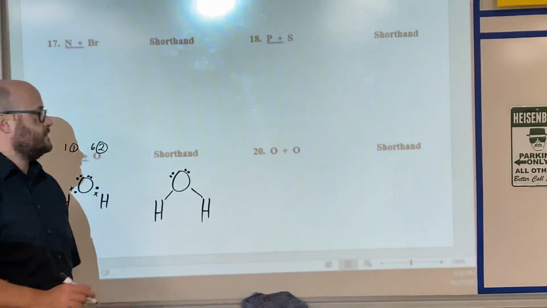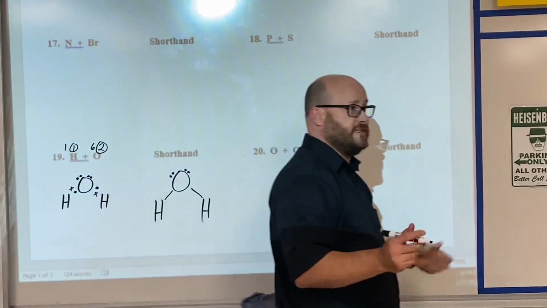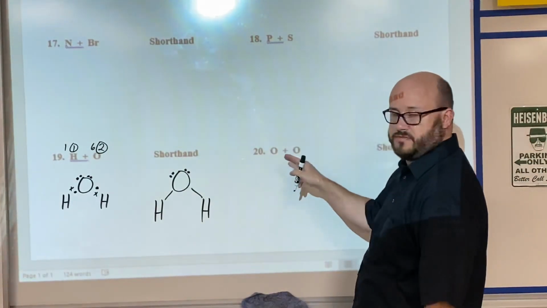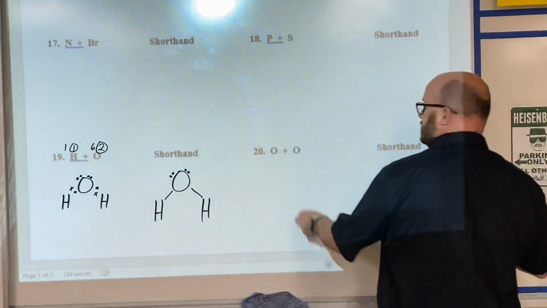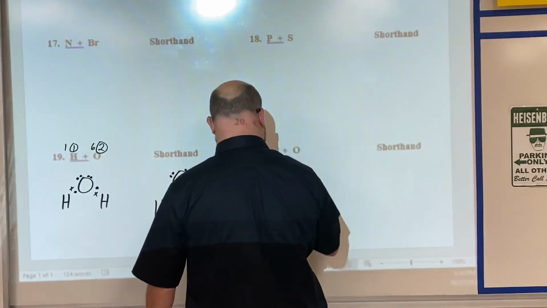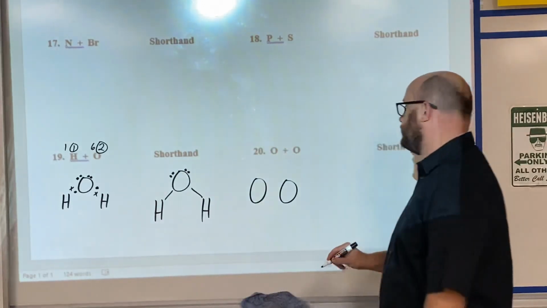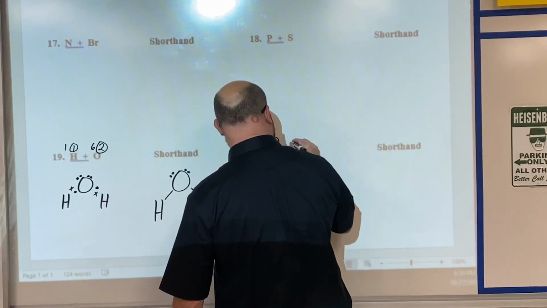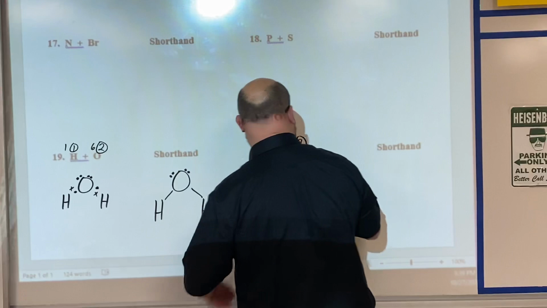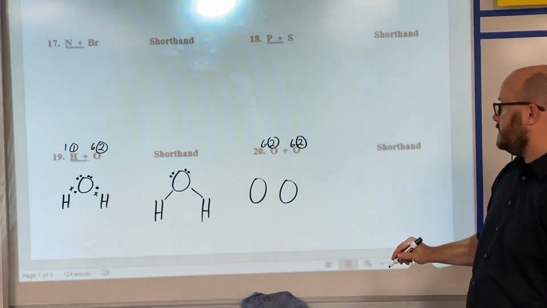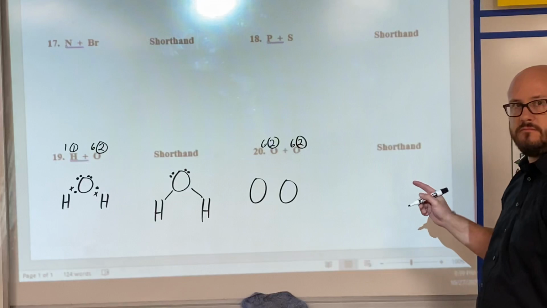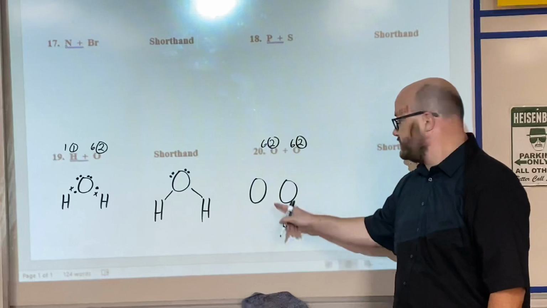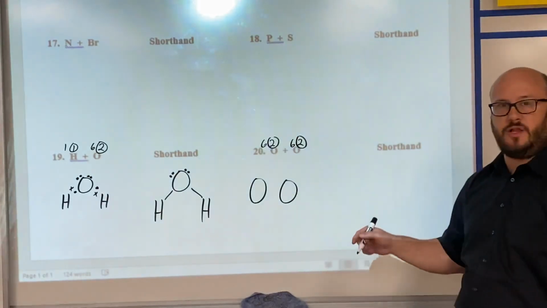All right, last one. Oxygen to oxygen. This forms a diatomic molecule, because oxygen is one of our diatomic elements. Oxygen to oxygen, obviously they're going to be right here. Each one has 6 and needs 2. So if we're going to share 2, there's going to technically be 2 electrons from this one, 2 electrons from this one in the center. That's going to be what we call a double bond.